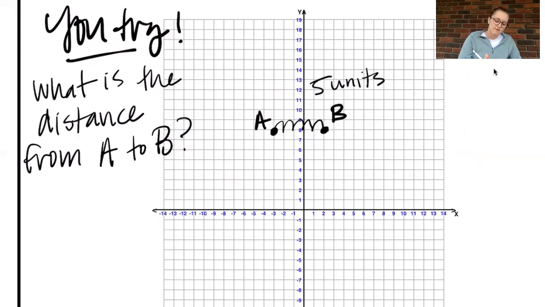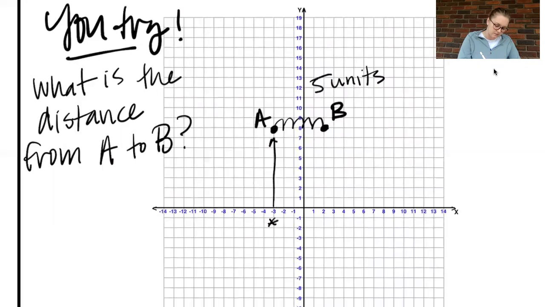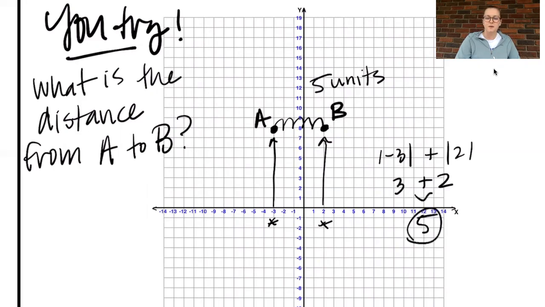Or if you did absolute value, you see that we are moving side to side, so I need to use my x values, which are -3 and 2. They are in different quadrants, so I'm going to add them. The absolute value of -3 plus the absolute value of 2 gives me 3 plus 2, which is 5. Same thing. Okay, let me know if you have any questions.